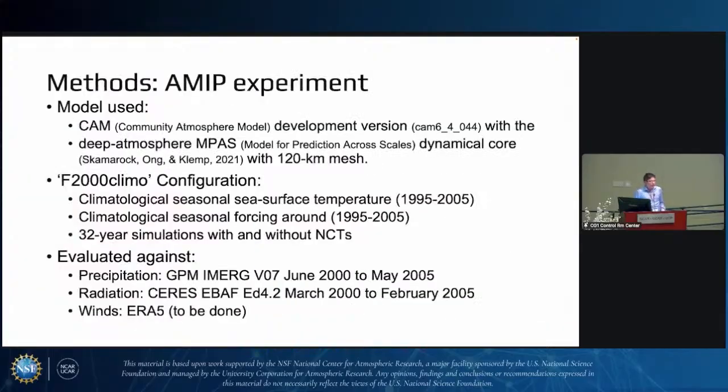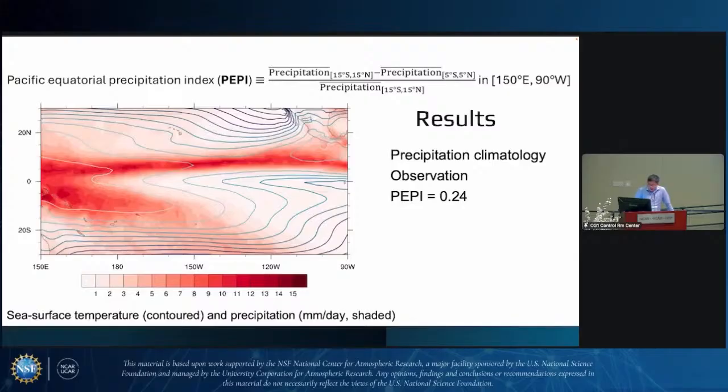What we just showed is aquaplanet, but it's hard to evaluate because we don't have a real aquaplanet. So the next step is AMIP. We want to evaluate our results against observations. This is the precipitation anomaly observed.